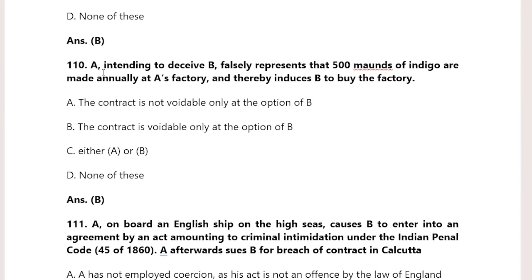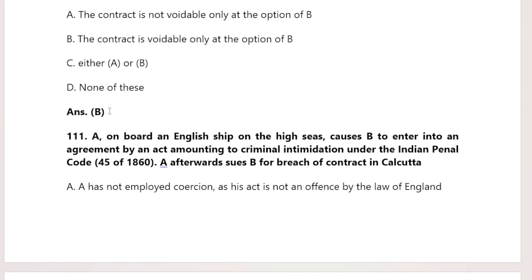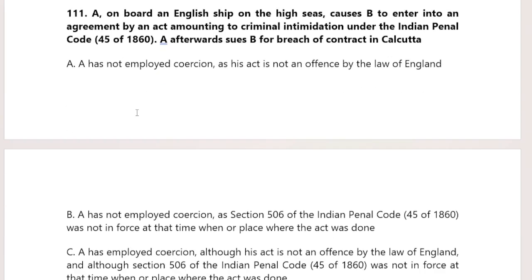And the next question is: A, attempting to deceive B, falsely represents that 500 maunds of indigo are made annually at A's factory, and thereby induces B to buy the factory. Option A is the contract is not voidable. Option B is the contract is voidable only at the option of B. Option C is either A or B, and option D is none of these. The right answer is option B: the contract is voidable only at the option of B.